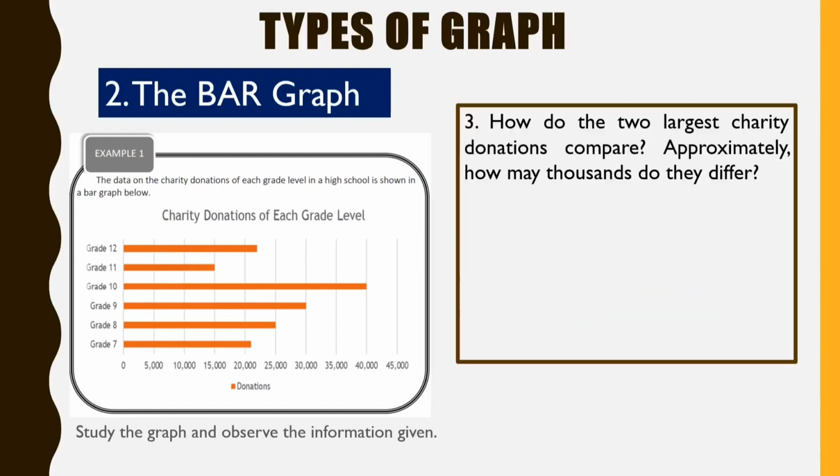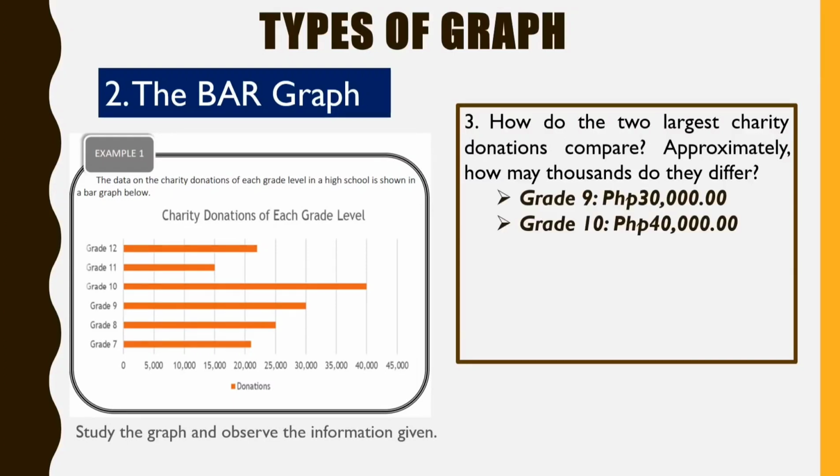For question number 3, how do the two largest charity donations compare? Approximately how many thousands do they differ? As we can see in the graph, the two largest donations are from grade 9 and grade 10, which is 30,000 pesos and 40,000 respectively. Okay, but the question is about their difference. So we simply subtract the two. 40,000 minus 30,000 is equal to 10,000 pesos. So that is the difference between the two largest charity donations.